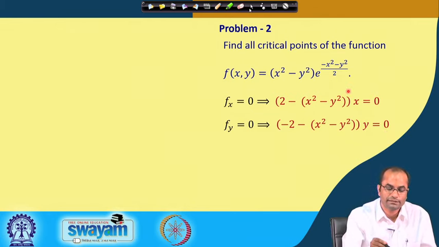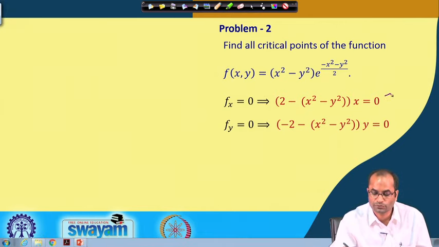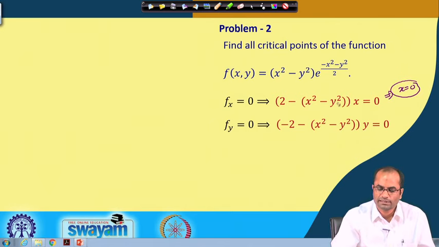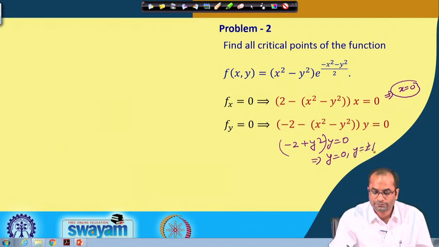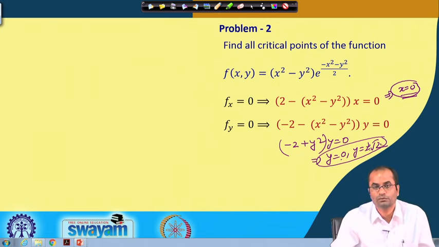For example, we take here x is equal to 0. From this first equation, if we take x equal to 0, irrespective of y, this f_x will be 0. And if we take x equal to 0, in the other equation we will get −2 plus y², so y is equal to 0 and y is equal to ± square root 2. So, corresponding to x equal to 0, we have the points (0, 0), (0, √2) and (0, −√2).